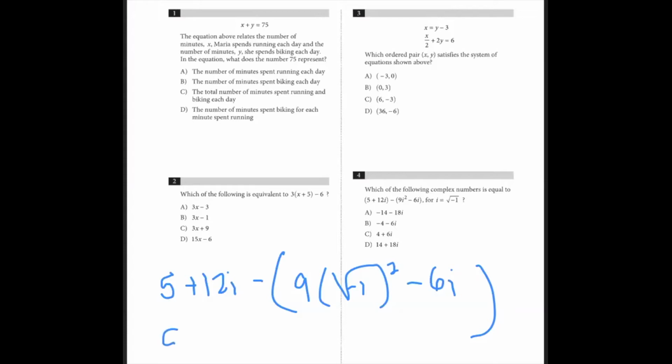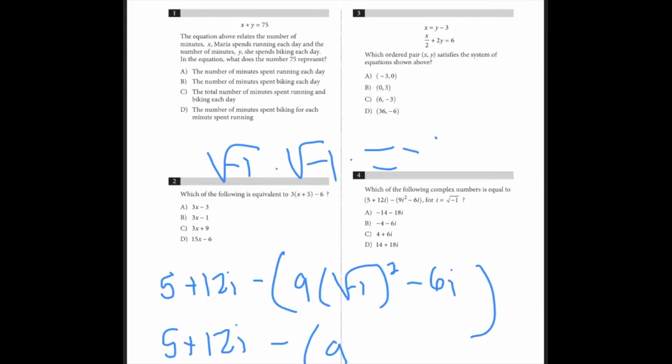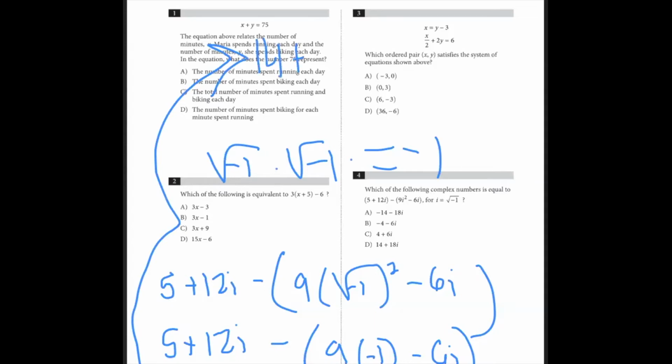So 5 plus 12i, we have a negative on the outside of this parentheses. When you do this, the square root of -1 times the square root of -1 is -1. So this is a -1 minus 6i. When you simplify that even more, I'm going to distribute the negative in the front now. This becomes plus 9 and plus 6i. So now at this point, and I'm going to bring it up over here because I'm running out of space, your answer should be 14 plus 18i, because all I did was combine like terms, and the answer should be D. So I'm going to go ahead and move along.